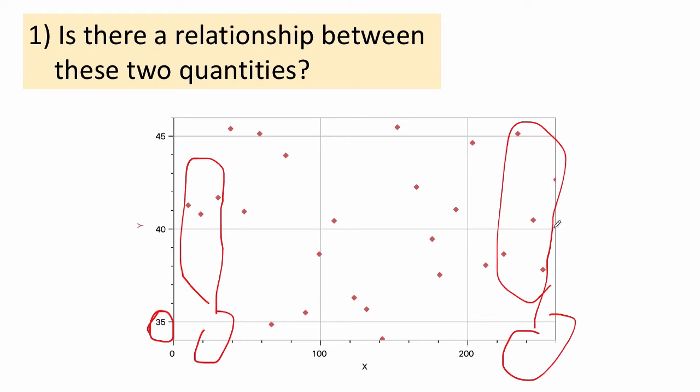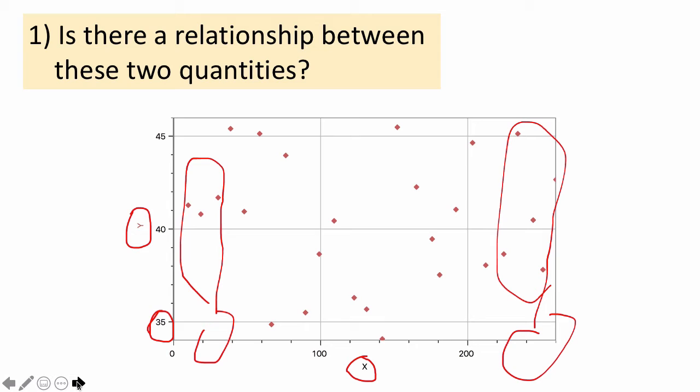The overall trend is not up and it's not down. They're just points all over the place. So these are unrelated quantities, and that happens all the time. Sometimes you measure two things and they are not influencing each other. x and y in this case are independent.